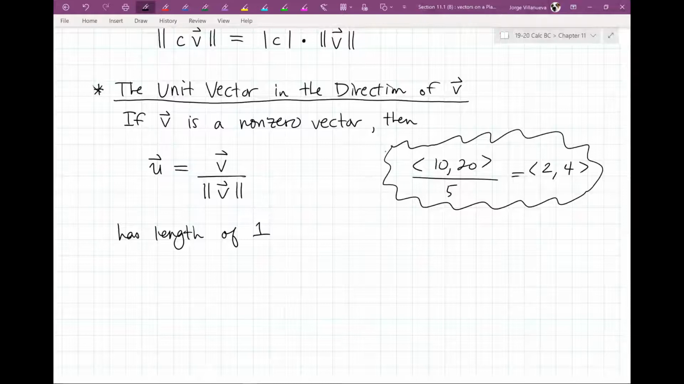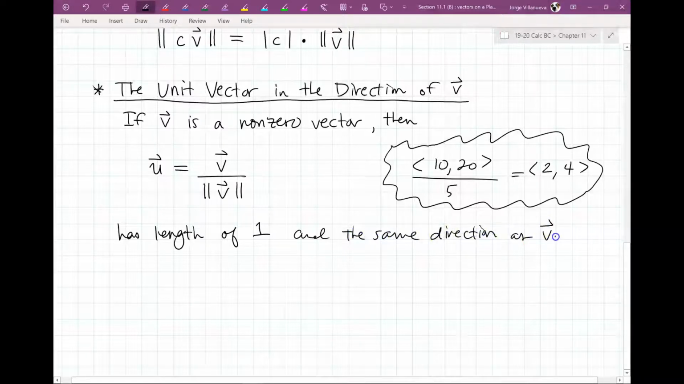So it has a length of 1 and it has the same direction as vector v. So if you're wondering, is that true? Well, think about it. If the vector 10, 20 is given to us, then the direction of 10, 20 is just the change in y over the change in x, 20 over 10. So the slope would be 2. Well, the unit vector we found was 2, 4. So 4 over 2 is also 2. So they both have the same slope, right?